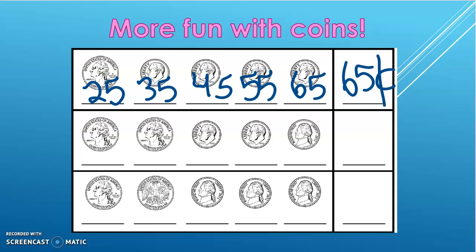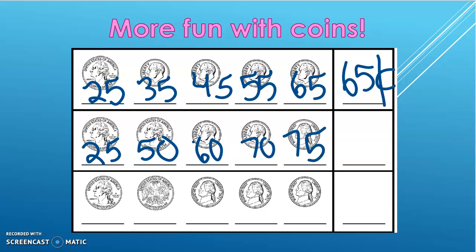All right, we see 2 quarters in our second row, so we're going to be counting by 25. So we would start off with 25, and 25 more is 50. Now we're going to be counting by tens, 60, and 10 more is 70. Now we're going to switch and count by 5, so 70 plus 5 more is 75. So our total here is 75 cents.